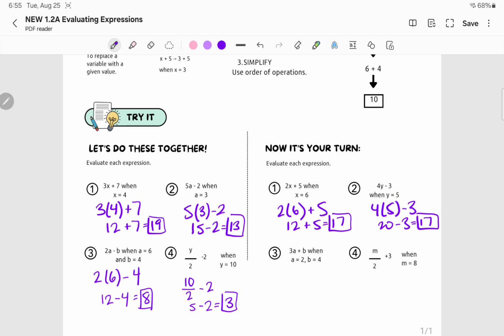Now for number 3, you had 2. You had to replace 2 letters with their numbers. So 3 times 2 plus 4. 3 times 2 is 6. 6 plus 4 is 10. And now we're replacing m with 8. So 8 over 2 plus 3 is 4 plus 3, which is 7. All right.